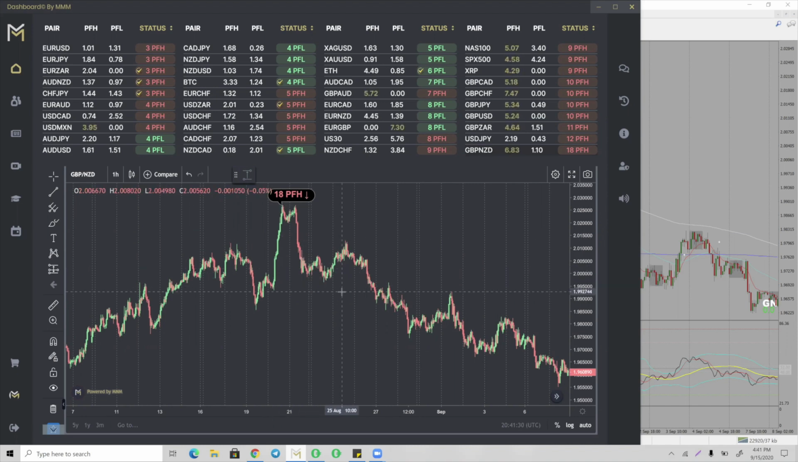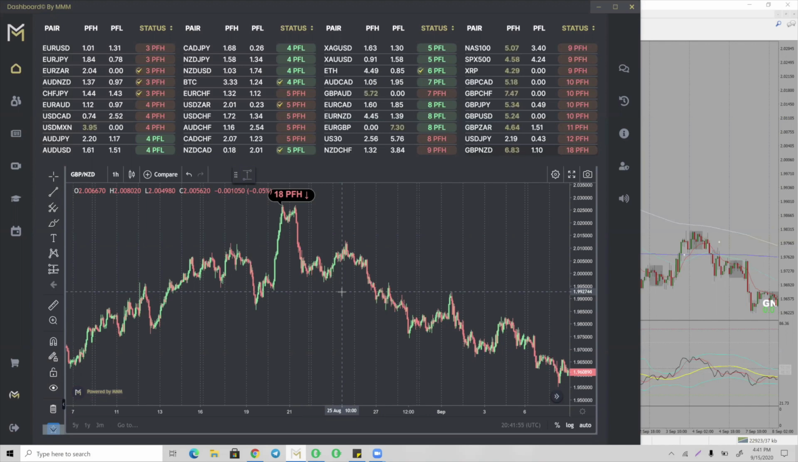Now, number one important thing here is that we are only taking the shark fin, right? We're only taking my shark fin pattern in line with the dashboard. So we are not ever going to take it against the dashboard. Only take the shark fin pattern in line with the dashboard. That's it. I'm only going to say it once.